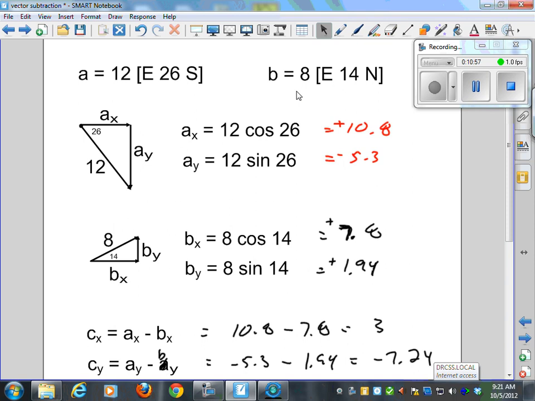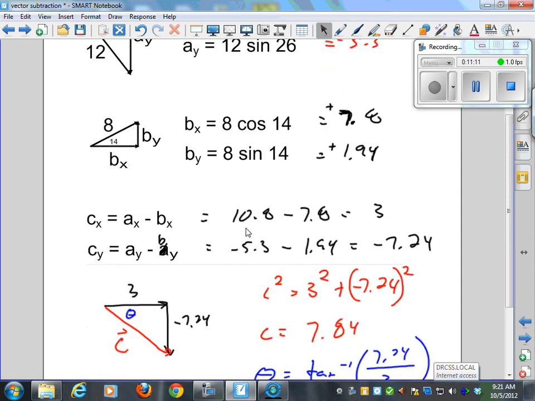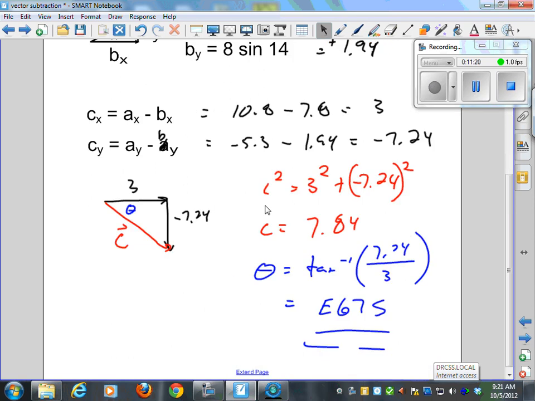So let's just quickly go through the steps here to summarize, right? The first step would be to break it into components. Make sure your positive and negative signs are correct. Subtract your corresponding components. Subtract your x's, subtract your y's, and then do what? Be like Humpty Dumpty and put them back together again, right?